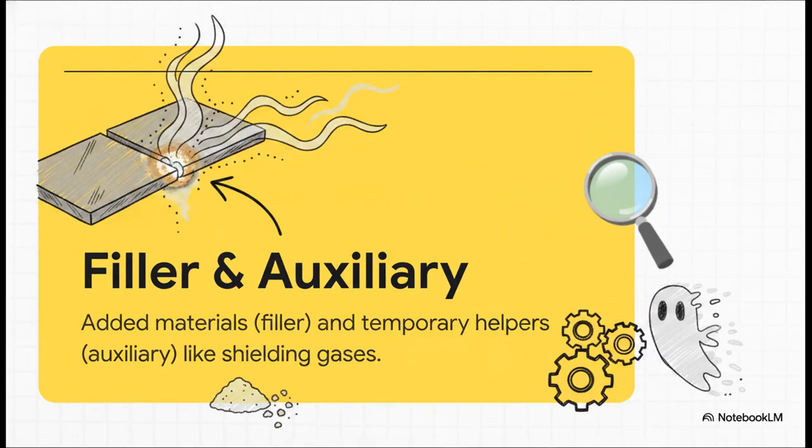Next up, we introduce the external elements. You can think of the filler material as the permanent glue. It's that extra metal we add into the joint to fill the gap and give it strength. But auxiliary materials, these are fascinating. They're like the temporary assistants on the job site. Things like shielding gases or flux powders exist for one reason: to protect the super hot metal from the atmosphere while it's in a vulnerable state. They do their crucial job, and then they're gone. They do not become part of the final hardened weld.